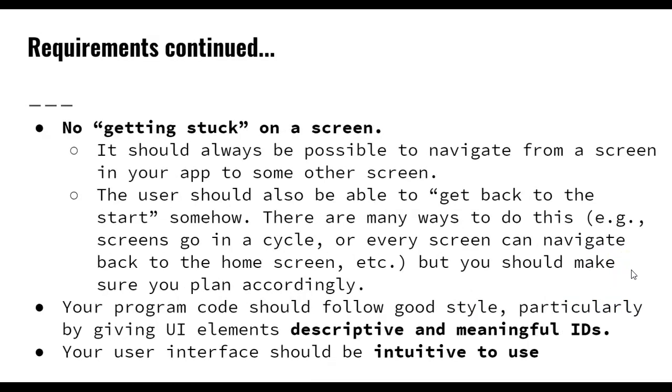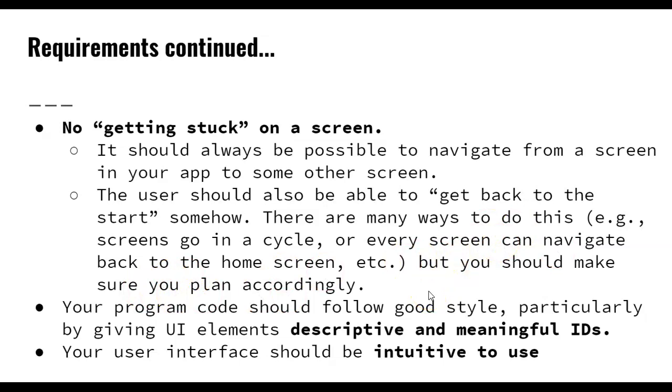All right. So the goal here, requirements continue. No getting stuck on a screen. You should always be able to navigate from one screen to another. There should never be a dead end. The user should also be able to get back to the start. So somewhere throughout the app, there should be a start button that takes you right back to the start as a cycle so that you could start it all over again. So this is part of the planning piece that you're going to need to plan accordingly.